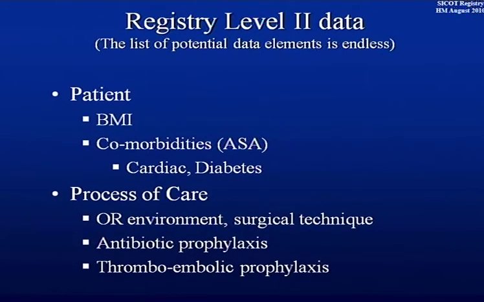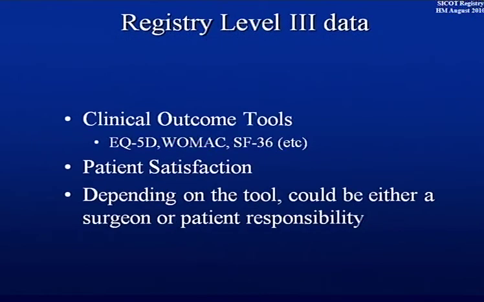Level 2 data implies more information about the patient, and the list of potential data elements is endless. BMI, comorbidities is what is done in several registries. Recently, the Swedish started collecting that as well. But you can really collect endless comorbidities as such. You can also look into the process of care, the operating theater environment, the surgical technique, AB prophylaxis, thromboembolic prophylaxis. Part of that is collected in the Danish registry.